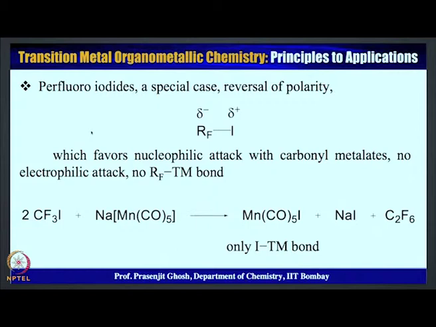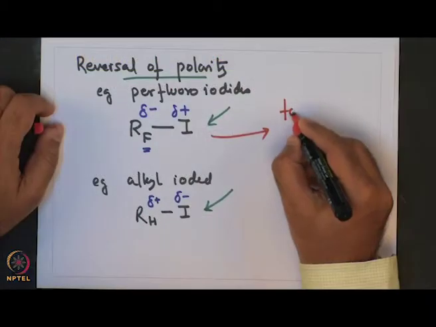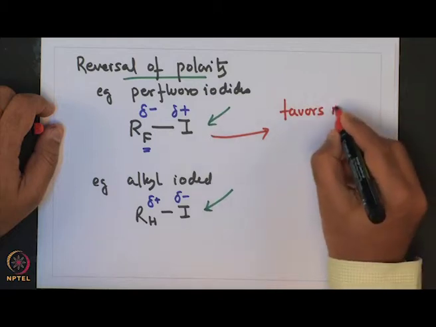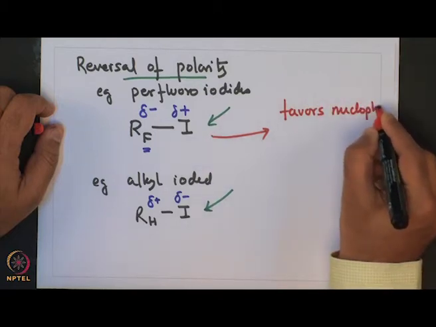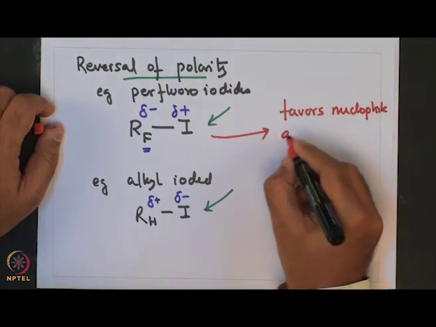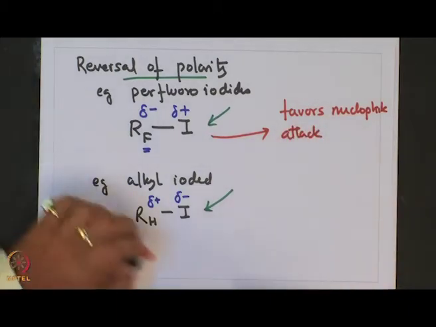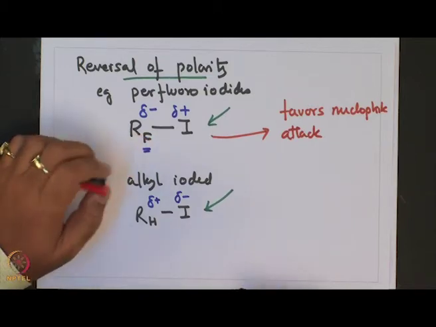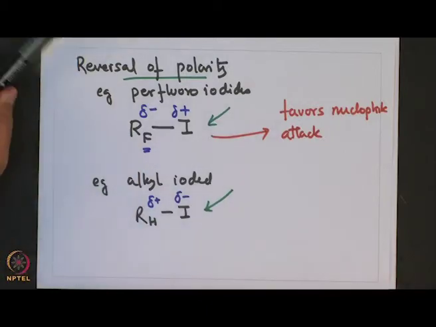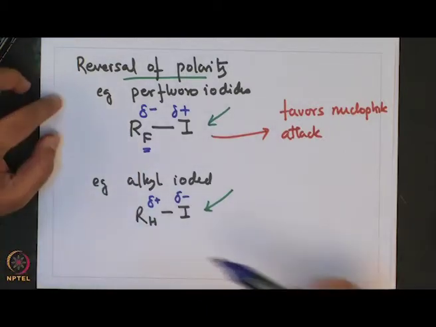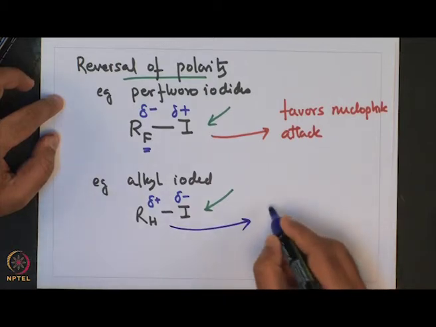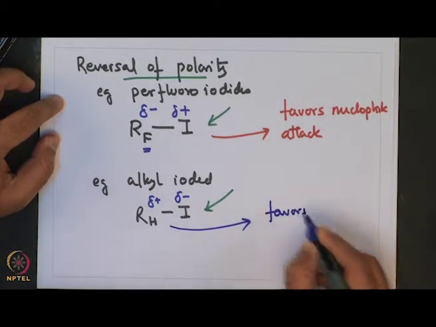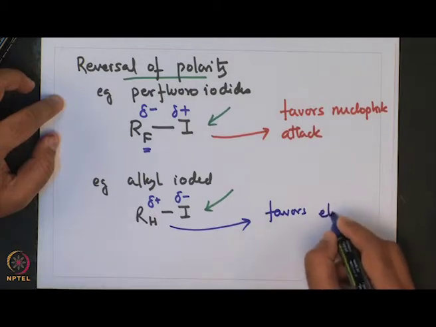and that is because this R_F iodide type of compound favors nucleophilic attack at the carbon, whereas R_H type of compound favors electrophilic attack.